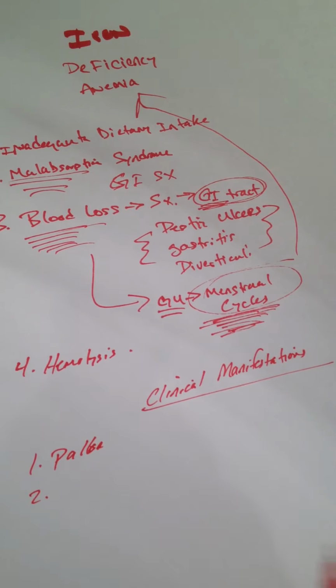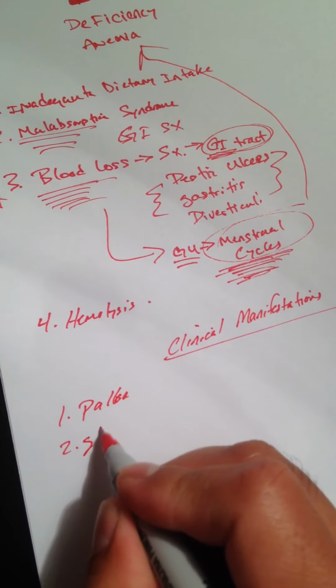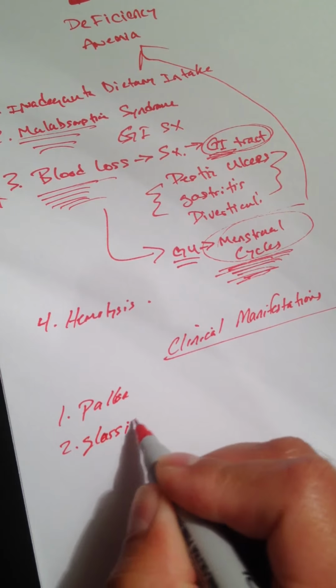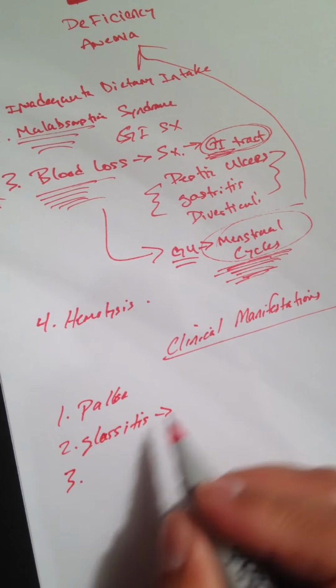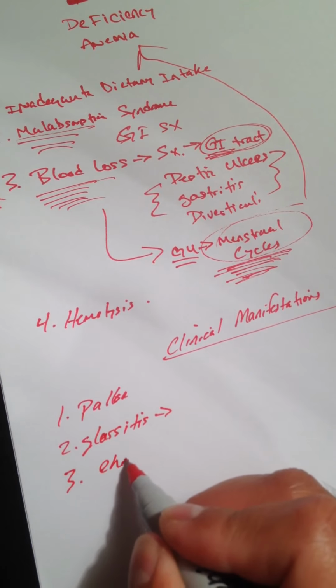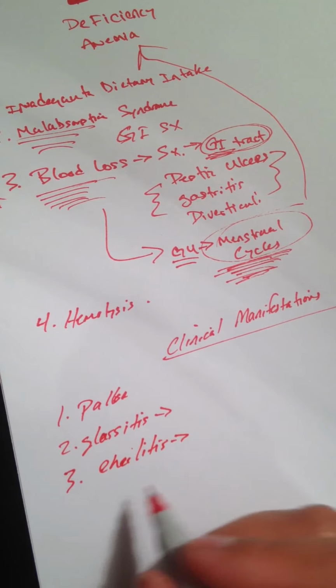Now, a couple of things that set iron deficiency anemia apart would be something like glossitis. And this is just inflammation of the tongue. Number three, cheilitis. This is inflammation of the lips.